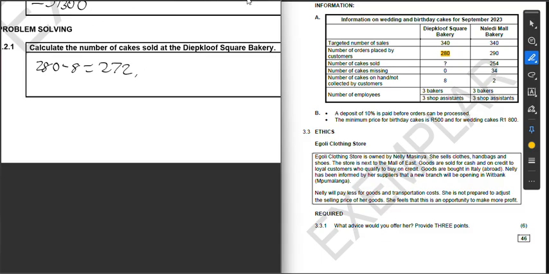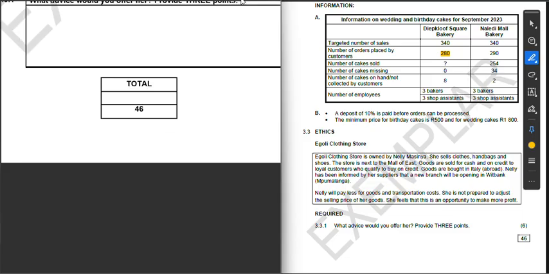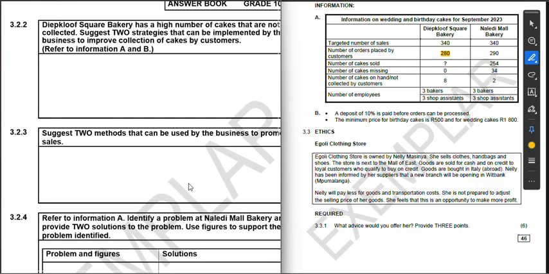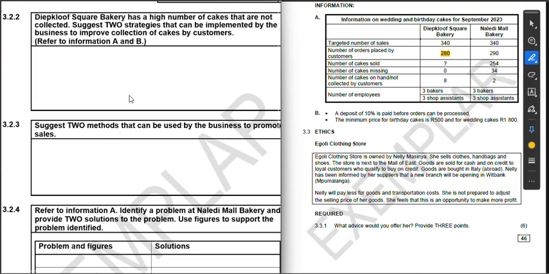Now we're done on this page. You go to the next page. Come now, let's go to the next page. All right, here's our next page. We are going to start up there, up top. Okay, Diepkloof Square has a high number of cakes that are not collected. Suggest 2 strategies. High number of cakes that are not collected. You can see that, right? Now suggest 2 strategies that can be implemented by the business to improve collection of cakes.